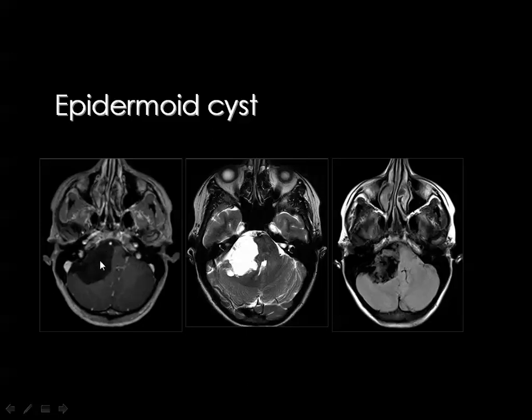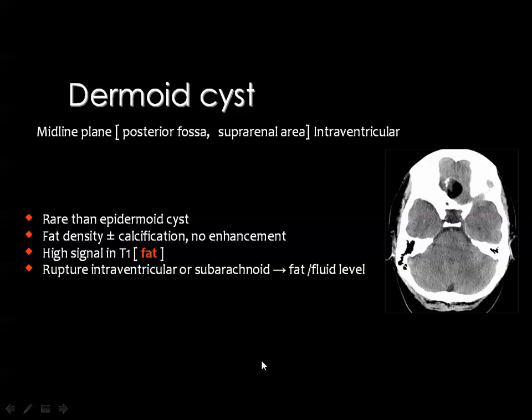In the T1 weighted image post contrast, you can see no enhancement. In the T2 weighted image and in the FLAIR image, it shows heterogeneous intermediate signal, which is not similar to that of the CSF. Then we came to the third lesion, which is the dermoid.